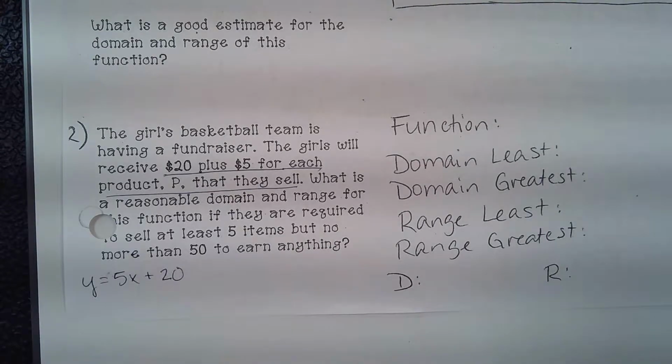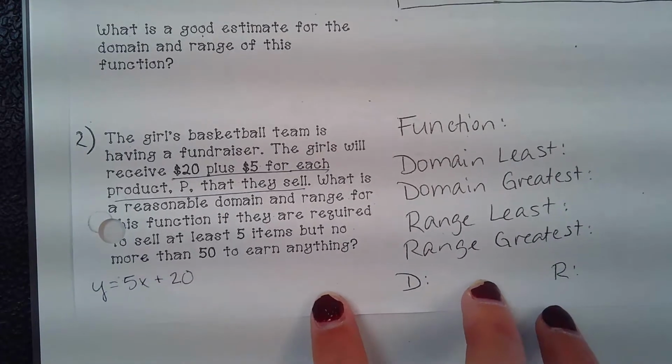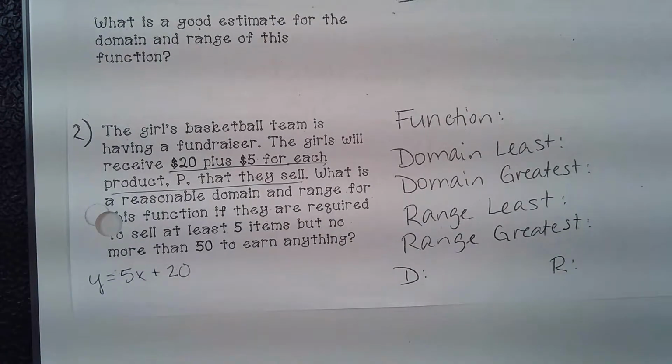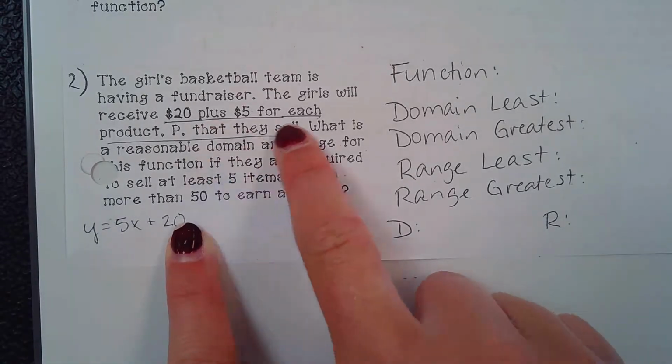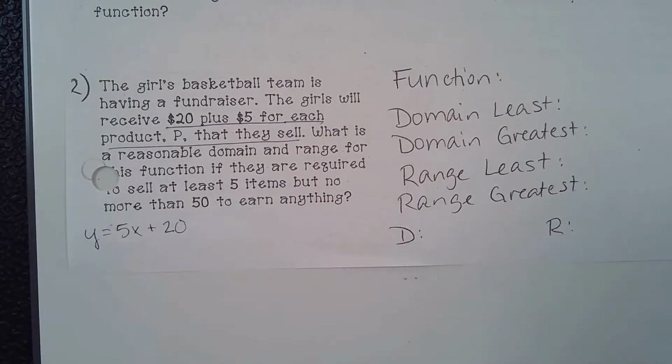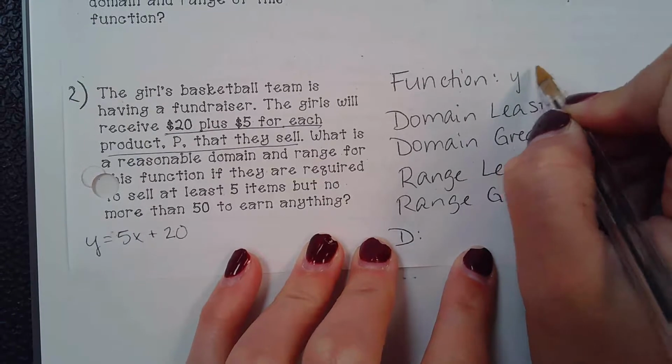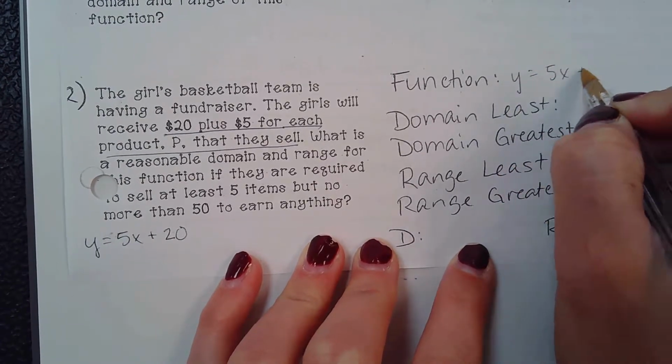They use different variables, but it's okay. Do you understand where that stuff is coming from? Because they receive $20 plus 5 for each product that they sell. So that's your 5x. Are we all good with our function? All right, so then we can write that up here. y equals 5x plus 20.